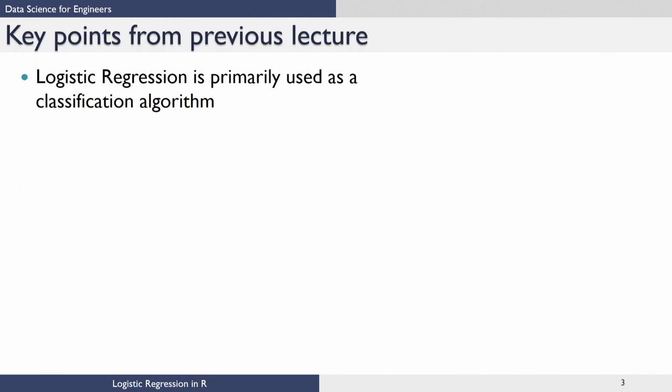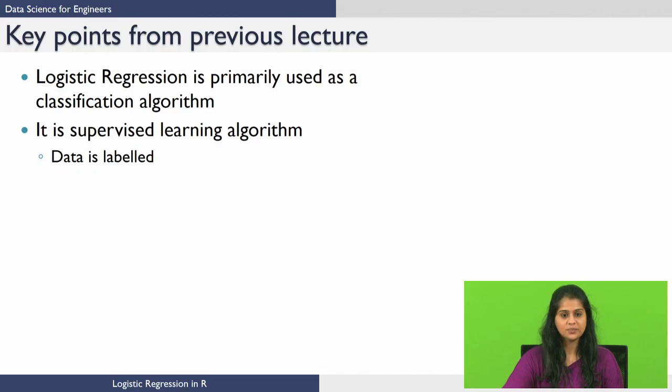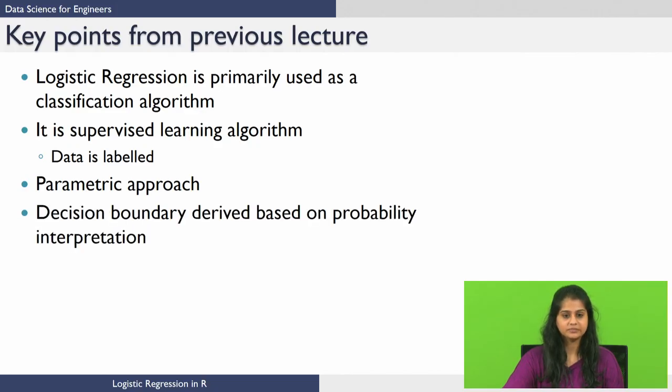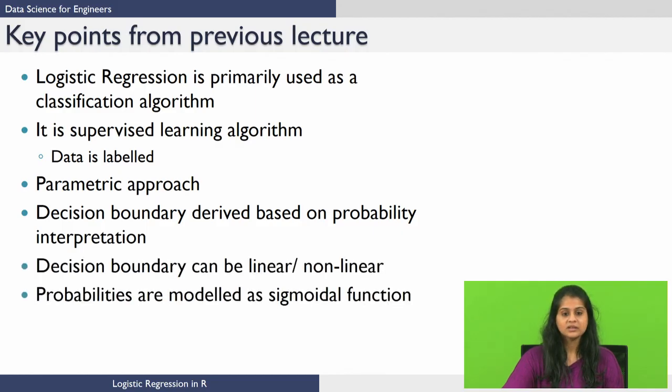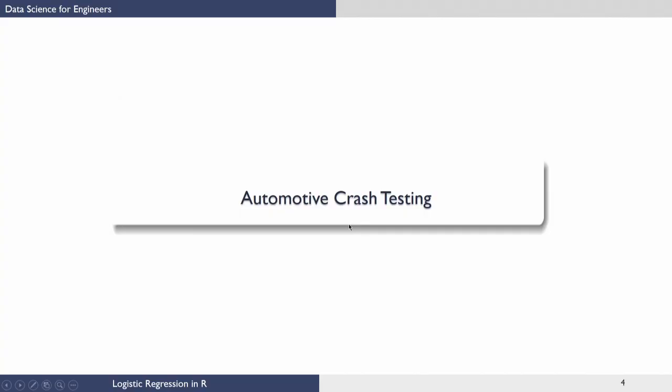Some key points from the previous lecture of Professor Raghu's. We know that logistic regression is a classification technique and it is a supervised learning algorithm. By supervised, I mean that the data is labeled. It is also a parametric approach, since at the end of the application of the algorithm, we are going to get parameters out of it. The decision boundary is derived based on the probability interpretation, and it can be linear or non-linear. The probabilities are also modeled as a sigmoidal function. So, let us look at the problem statement.